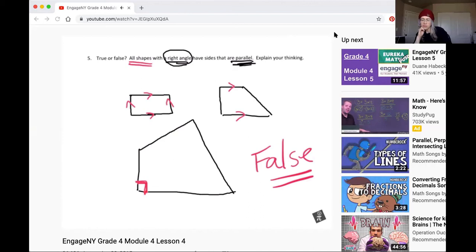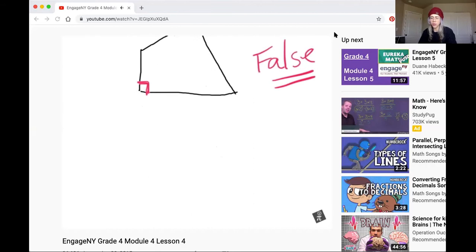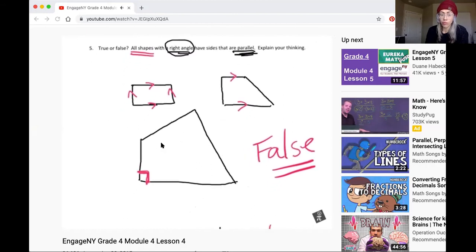I just came up with another example. It says all shapes, and for some reason I was thinking 4-sided shapes. But what happens if you draw a 3-sided shape with a right angle? Of course, that's a triangle, right? There's a right angle and no parallel lines. So there's another example of it being false. So that ends up being a false statement all the way around.